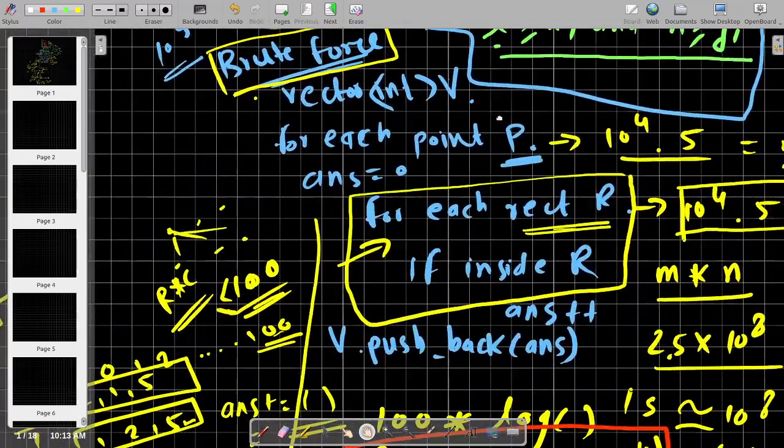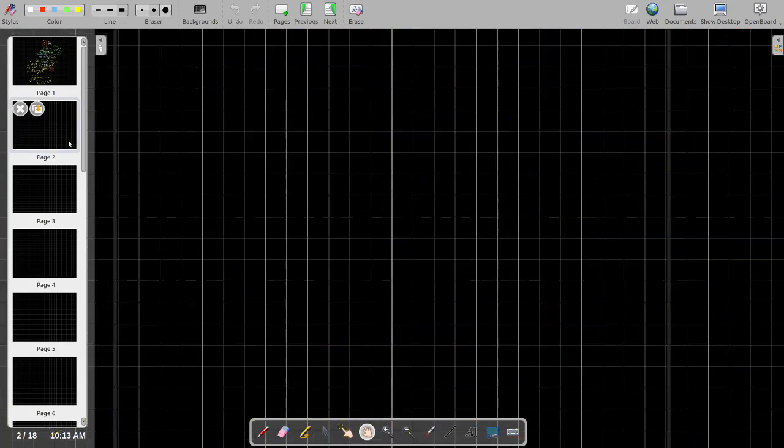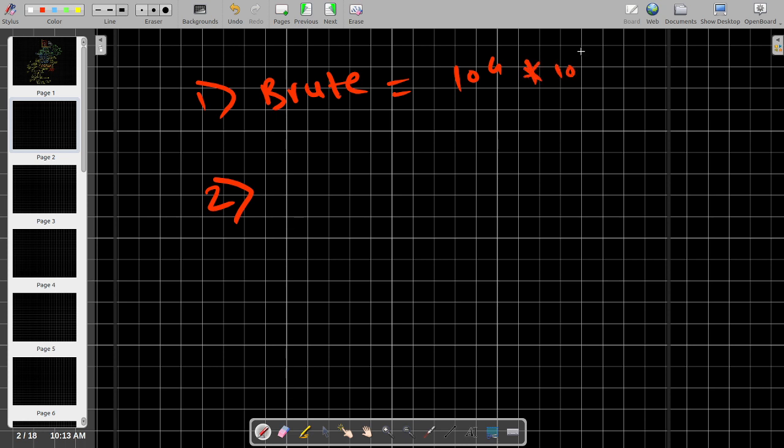Now for the advanced version, I will tell what we did again, in summarization. First we implemented brute force. The second was 10 to 4 into 10 to 4 into 25, which was not feasible, hence we tried to optimize this, and then it got something like 10 to 4 into 100 buckets, each with a binary search, that is log, as the optimization.